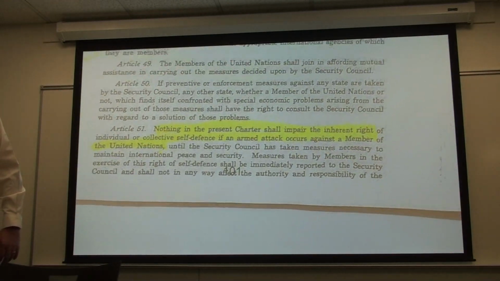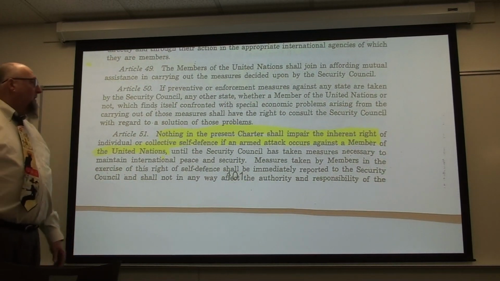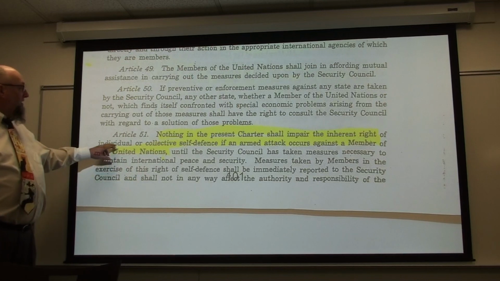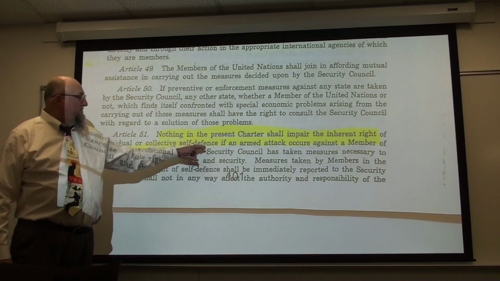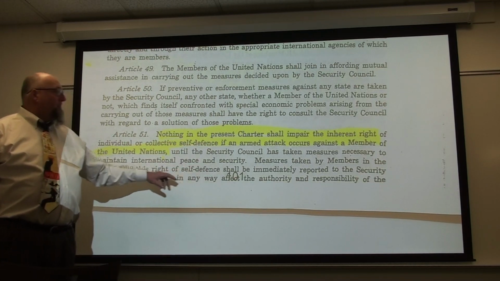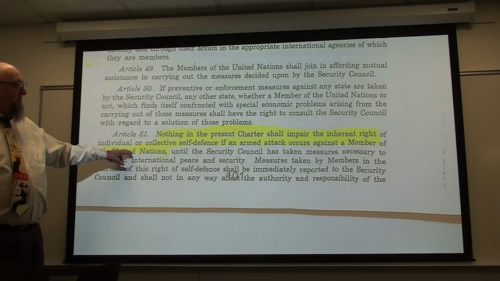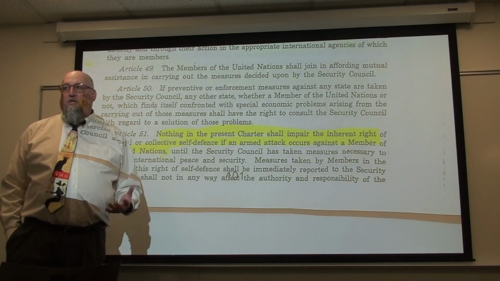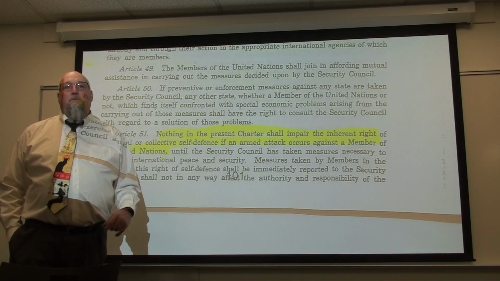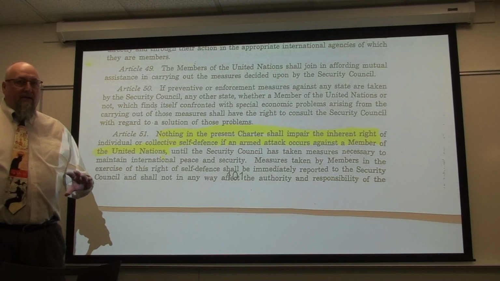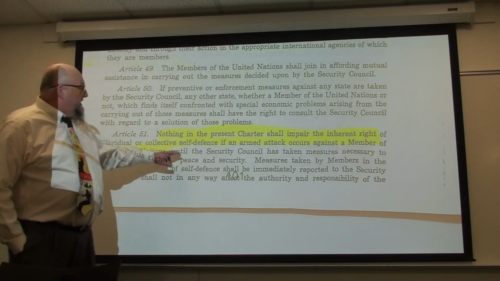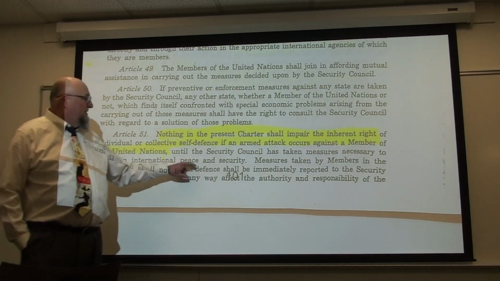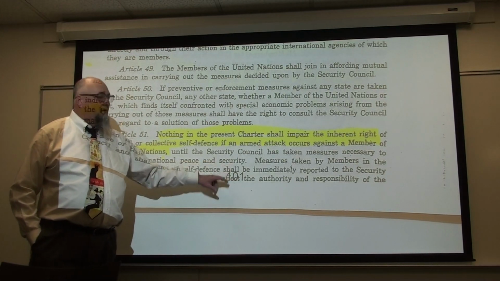All right, Article 51, down here at the bottom. Nothing in the present charter shall impair the inherent right of individual or collective self-defense if an armed attack occurs against a member of the United Nations. So this is preserving the fundamental right of self-defense of a sovereign. But there's a caveat here. Until the Security Council has taken measures necessary to maintain international peace and security.